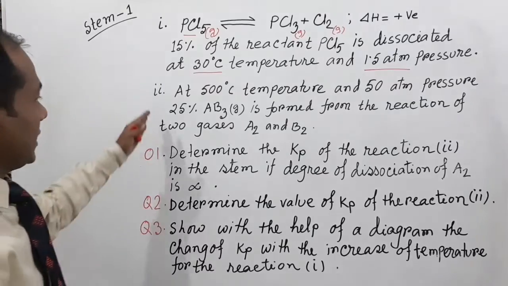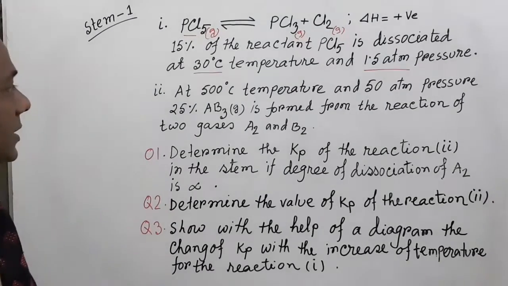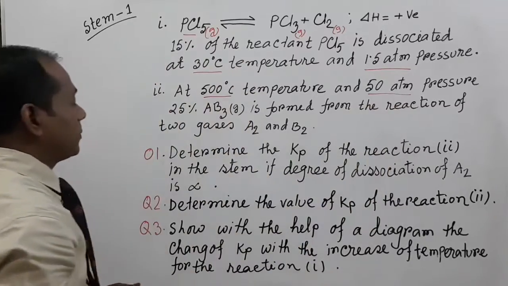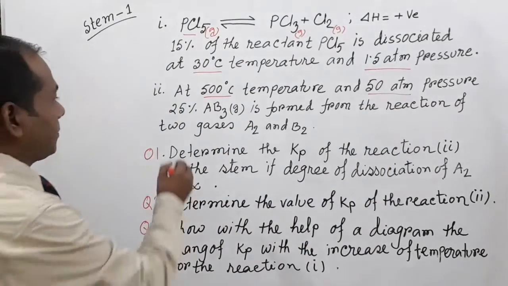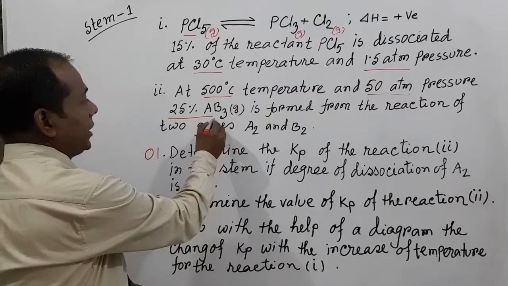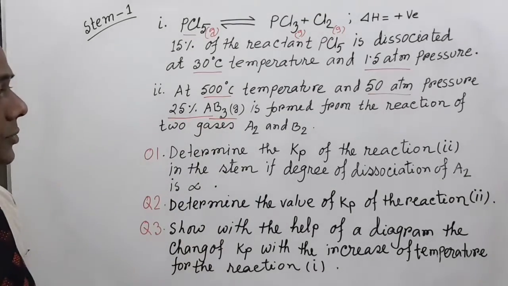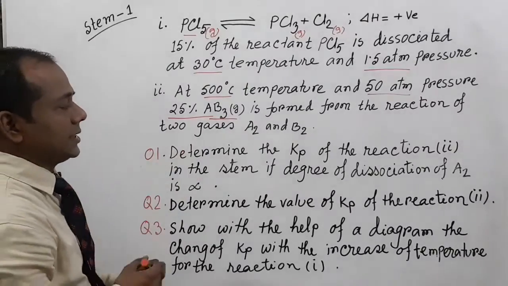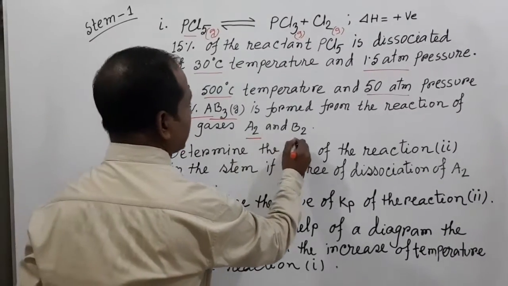And our second reaction is at 500 degrees Celsius temperature and 50 atmosphere pressure. 25% AB3 is formed from the reaction of two gases, A2 and B2.